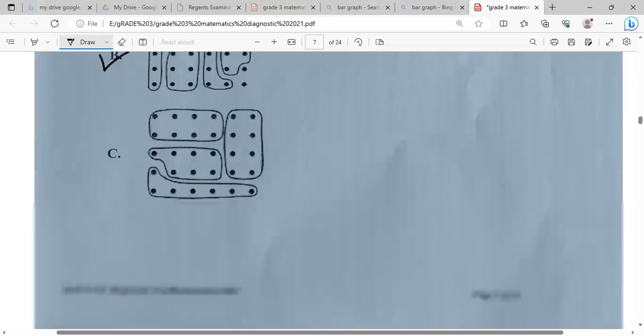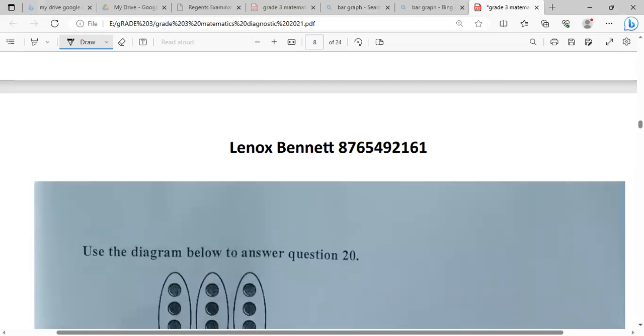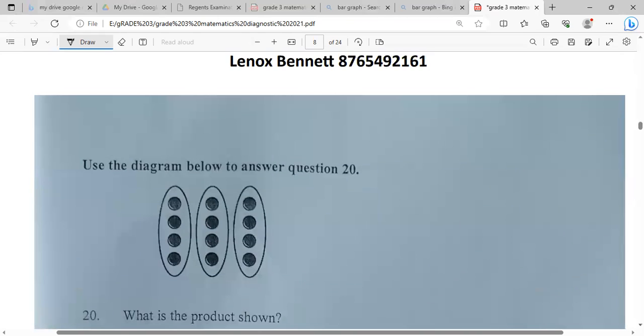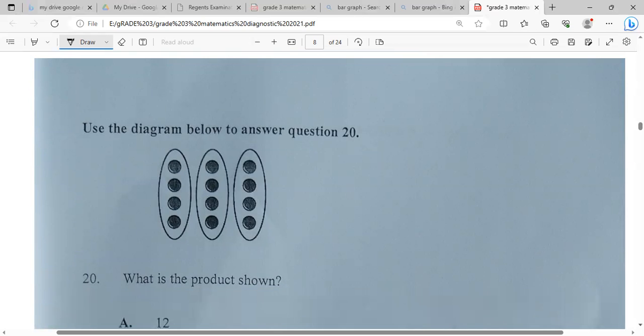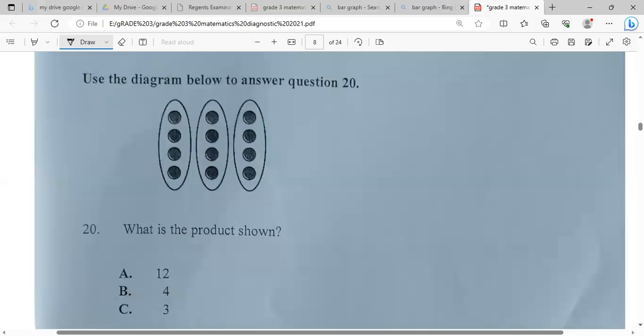All right, let's move on to number 20. See the number there if you can, guys. 5492161. Use the diagram below to answer question 20. What is the product shown below? All right, so if we add all of them, that would give us 12.